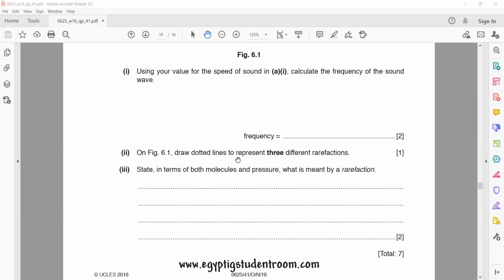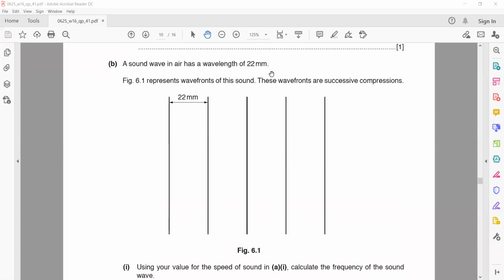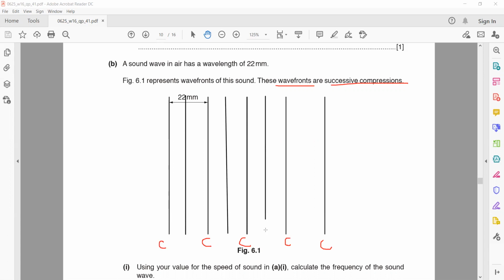On the figure, draw the dotted line to represent the rarefaction. As they mention, the wavefront, these are wavefronts, not the wave. Wavefront means identical points of the wave, different wave, that is wavefront. So the wavefronts are successive compressions, means this is compression, this one is compression, this one is compression, compression and compression. So between the two compressions, I will have a rarefaction. So between the two compressions, I will draw lines, but these should be dotted lines. So I will draw a dotted line here.